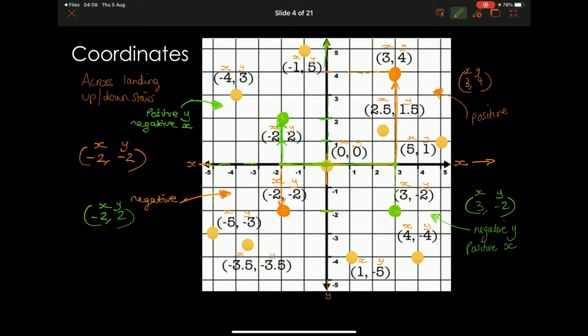Okay, so you just need to remember the rule. We go across the landing and write down the x coordinate, and then we go up or down the stairs to write down the y coordinate. It's very important that you remember that this is always x, this is always y. Try not to write them the wrong way round.